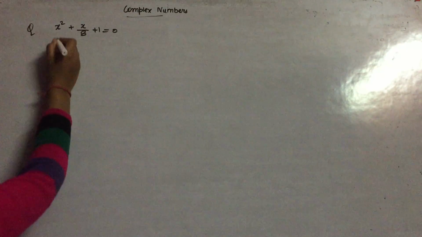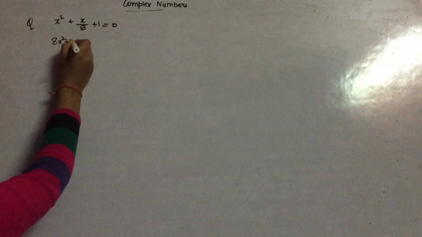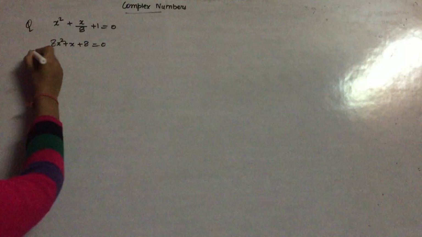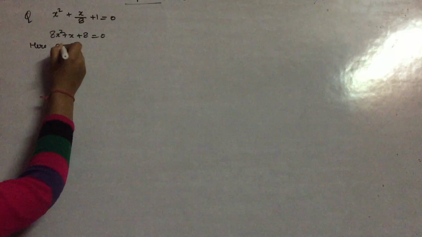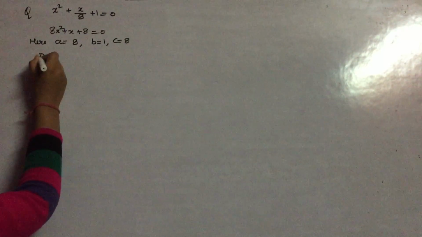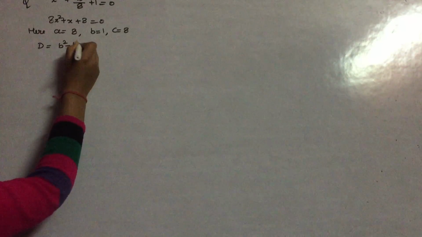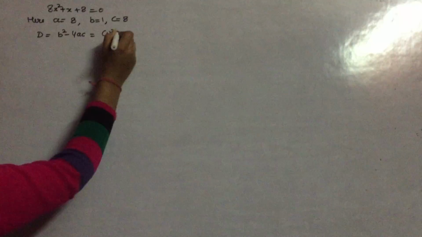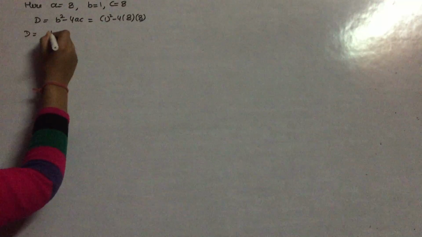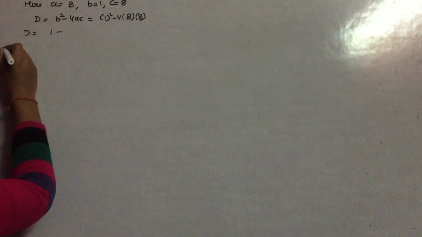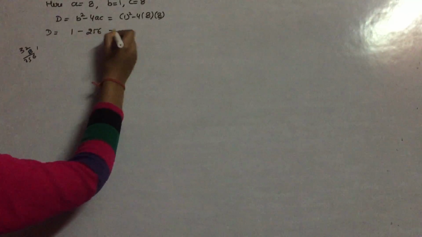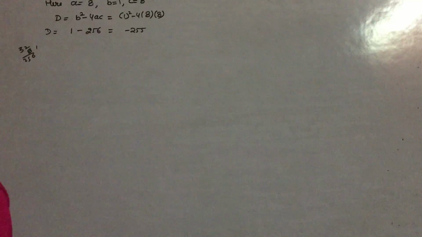Just take the LCM, then it will form 8x square plus x plus 8 equals 0. Here your A is 8, B is 1, C is 8. So your discriminant becomes B square minus 4AC, that means 1 square minus 4 times 8 times 8. 1 square is 1, 4 times 8 is 32, into 8 is 256. That means minus 255.